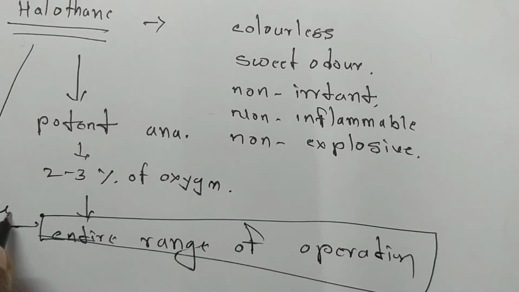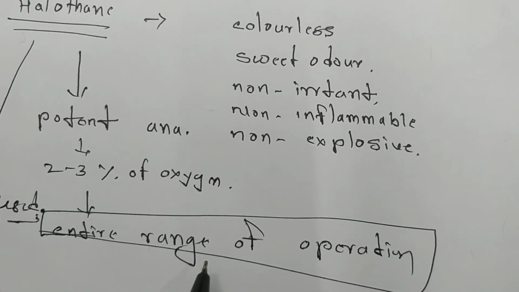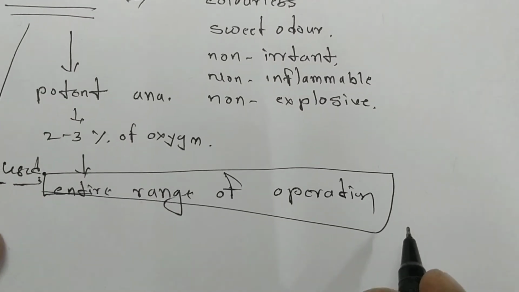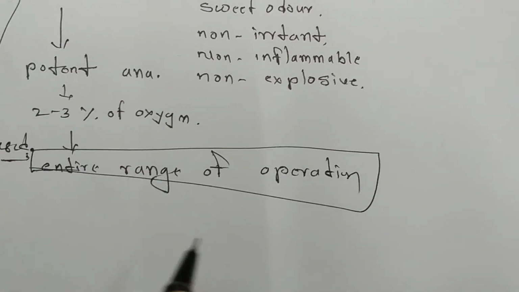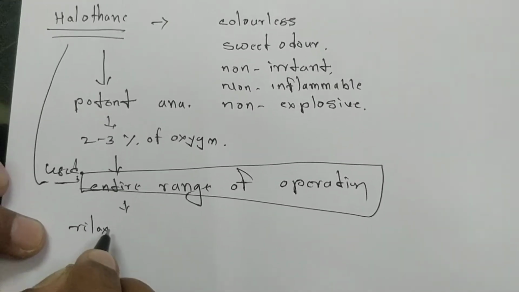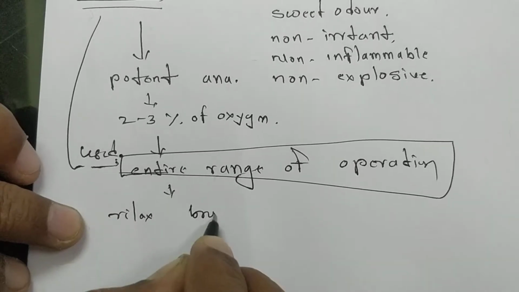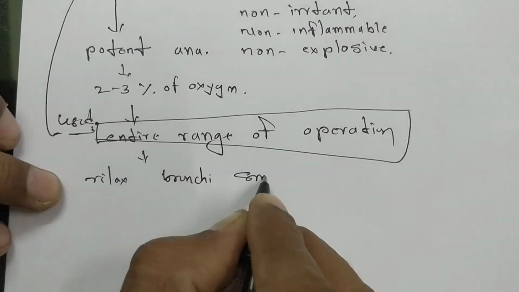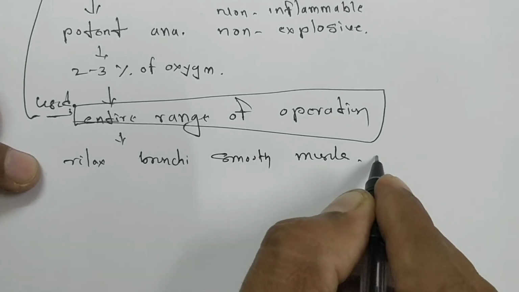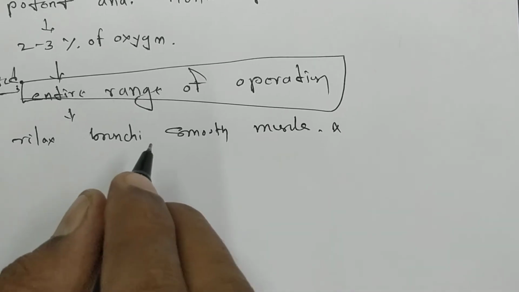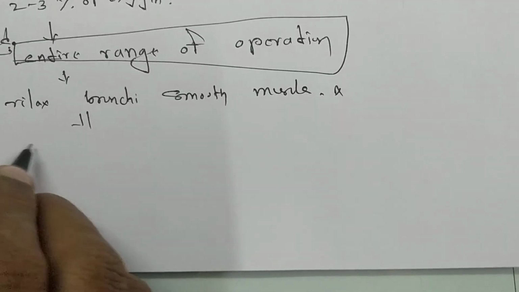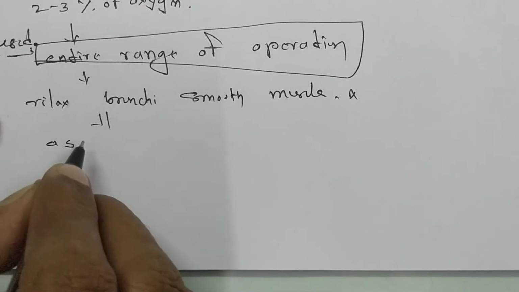Halothane is used for the entire range of operations requiring anesthesia. It has the property of relaxing the bronchial smooth muscle, and hence it is the choice for asthmatic patients.